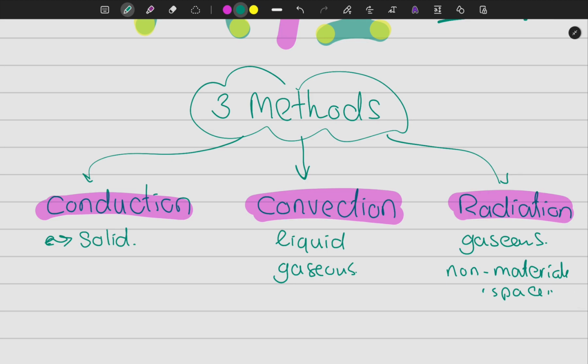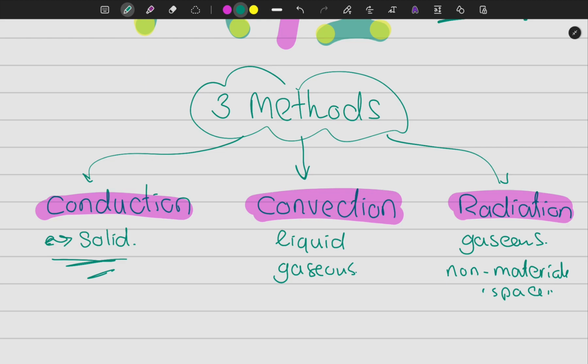And we also know a definition of each one of them. For example, conduction is the transfer of heat energy through solid objects from the part with higher temperature to the part with lower temperature. Again, energy transferring by conduction is a transfer of heat through a solid object from the part with higher temperature to lower temperature. Okay, this is conduction.